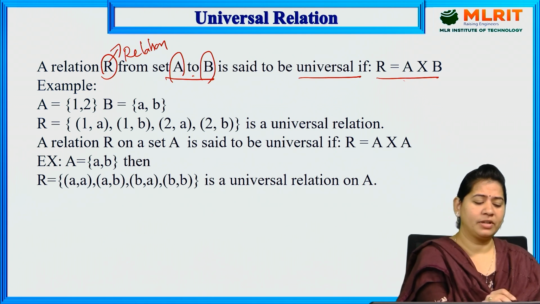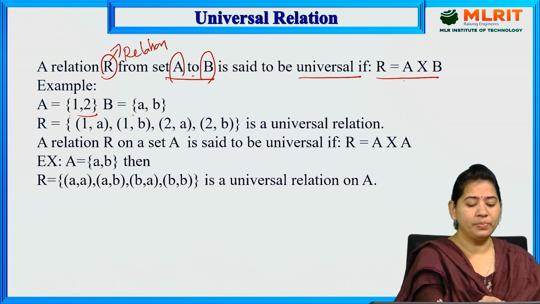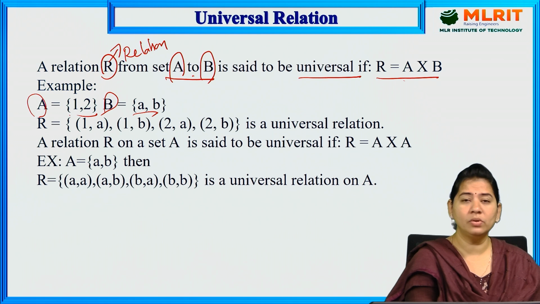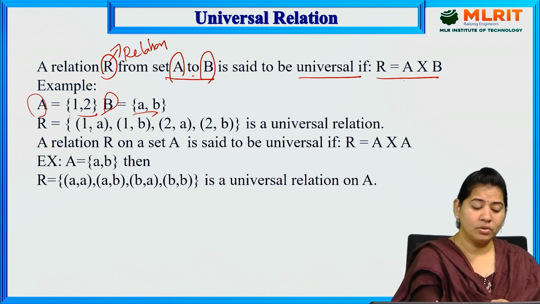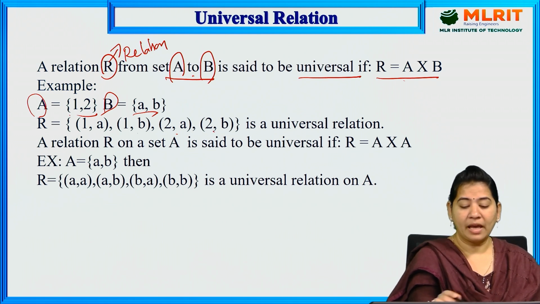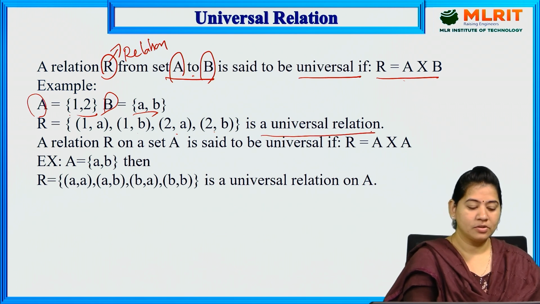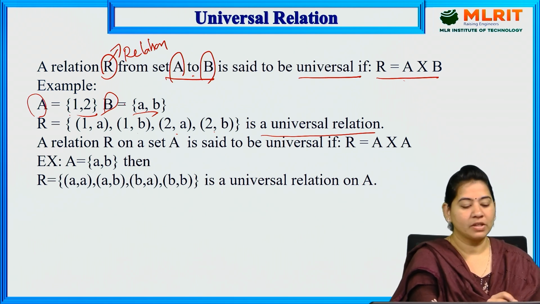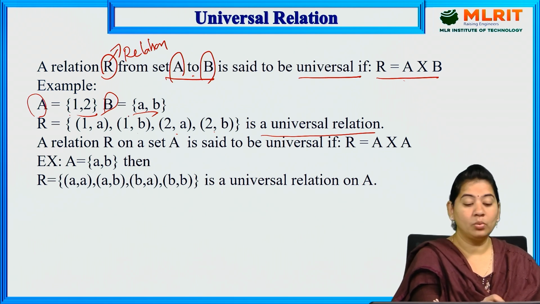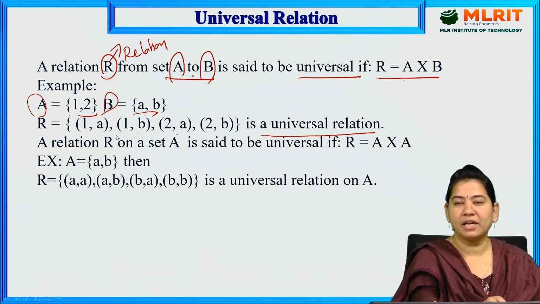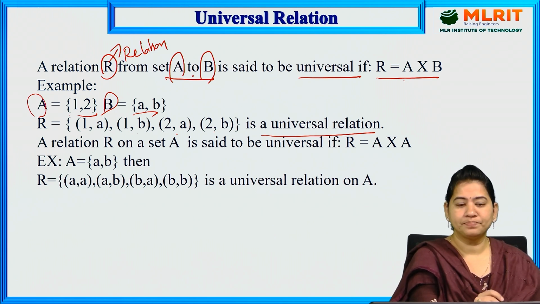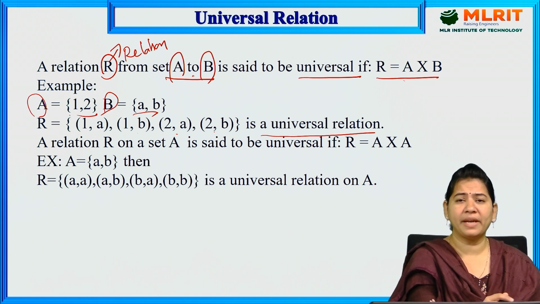For example, let us suppose set A is equal to {1, 2} and B is equal to {a, b}. Now R is equal to {1a, 1b, 2a, 2b}, and we can say this is a universal relation. We are just multiplying A with B, that is 1a, 1b, 2a, 2b. This multiplication of the two sets is called the universal relation, which is nothing but the whole: all the elements, all the ordered pairs will be included here.